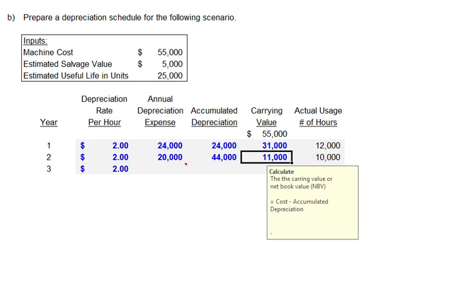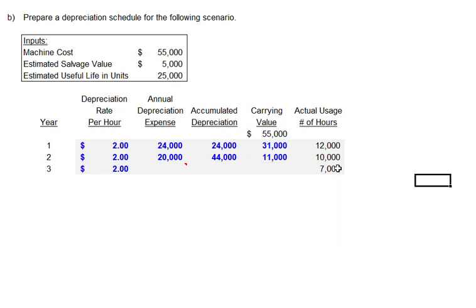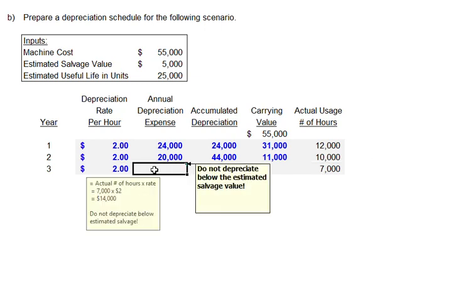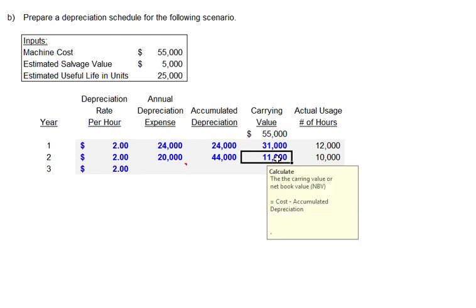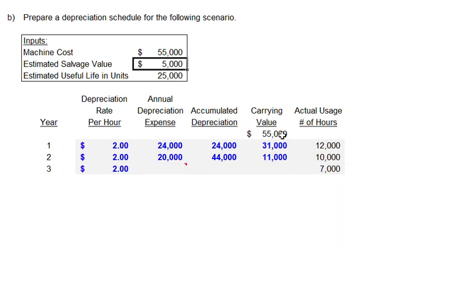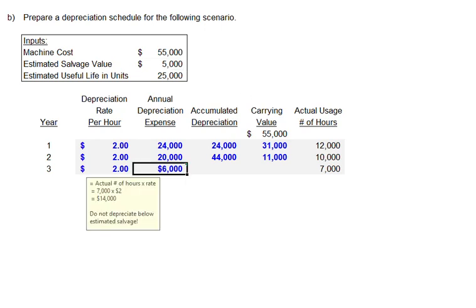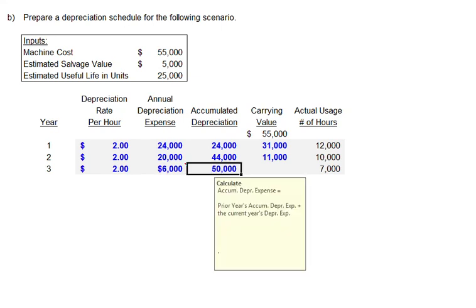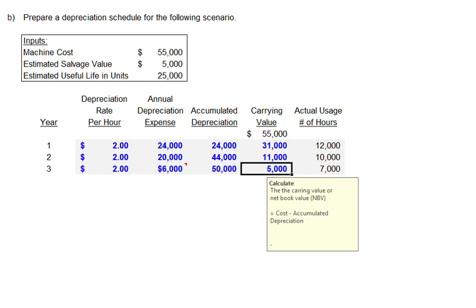Now, our depreciation expense in year 3, we're using the equipment to produce 7,000 units. 7,000 units times $2 a unit would be $14,000 for our depreciation expense. But notice, what if we take depreciation expense of $14,000? Clearly, that's more than our carrying value allows, and we don't want to depreciate below our estimated salvage. So if it's carrying at 11, we have 5,000 in estimated salvage. The most we can take for depreciation expense in that final year is $6,000. That brings our accumulated depreciation up to 50 and our net book value down to 5,000.